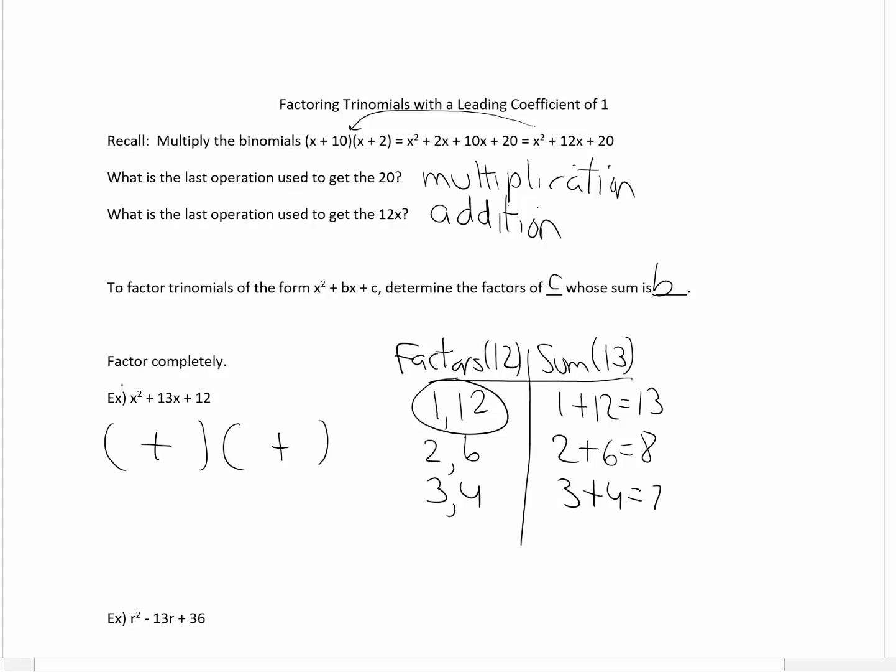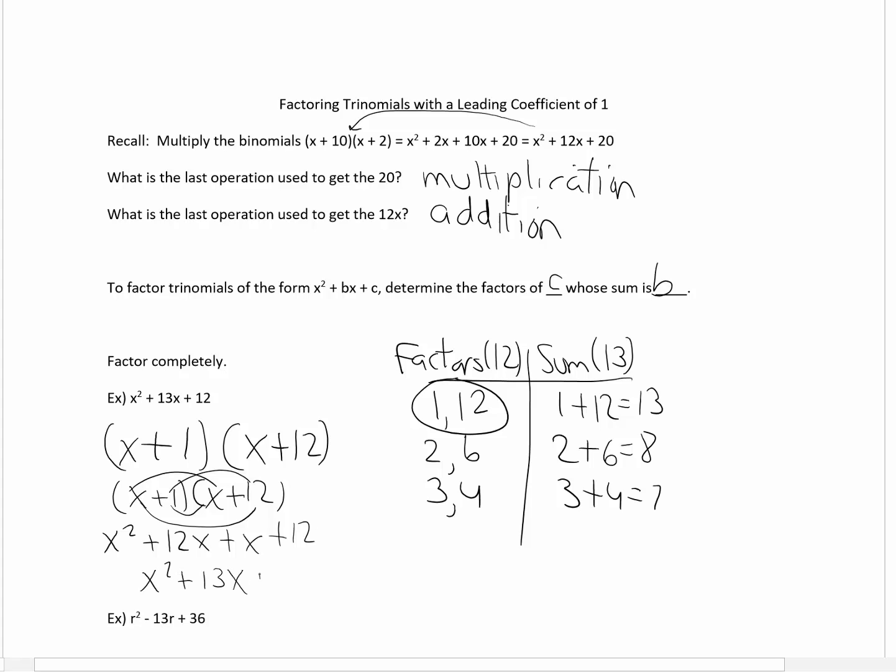So how do I break down x squared? That is x times x. So we want 1 and 12. Now, if we multiply these, we should get back to the original trinomial. And in this case, we do. So we have factored this completely. Now, note, I could have written x plus 12 first times x plus 1 and would have gotten the exact same answer because multiplication is commutative.